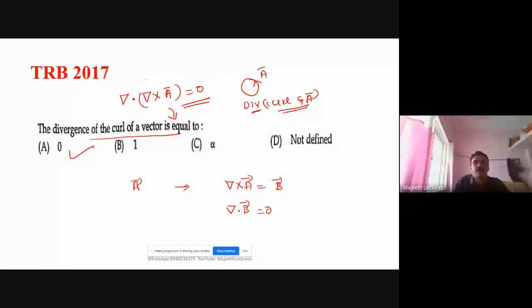So this is curl of A, and this is divergence of curl of A. Dot means divergence, cross means curl. Right? So a rotating vector will not spread. That is the statement that we know: something which rotates will not spread. So option A is the right answer, right?